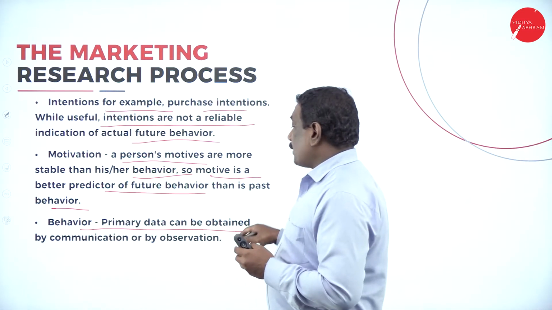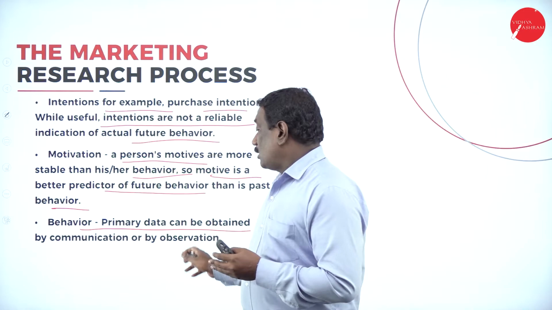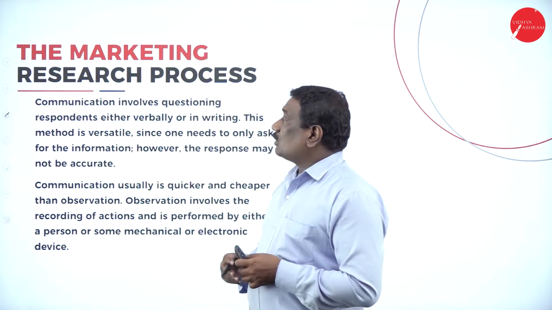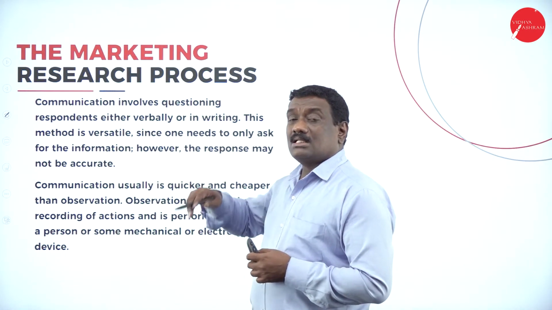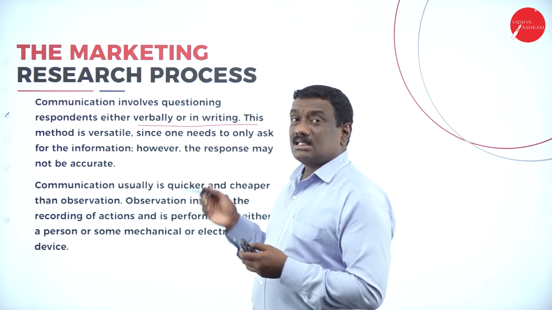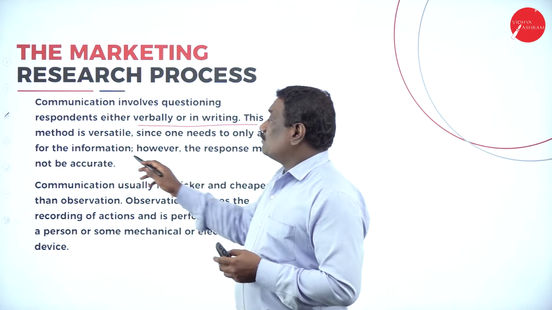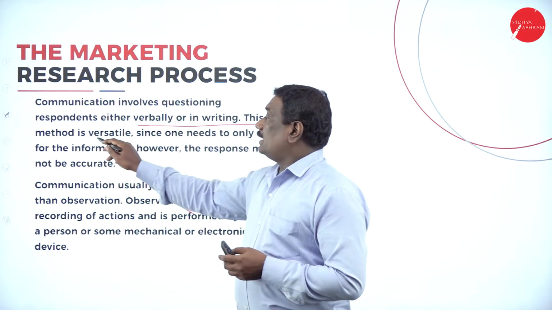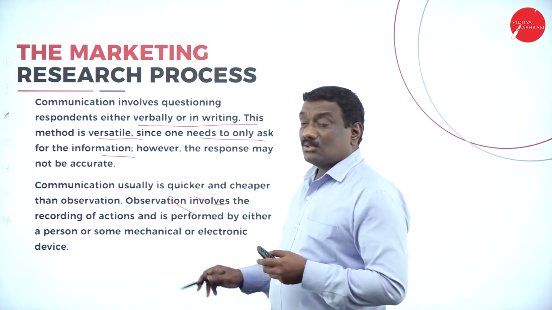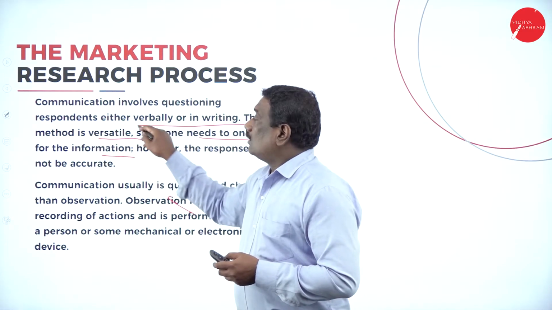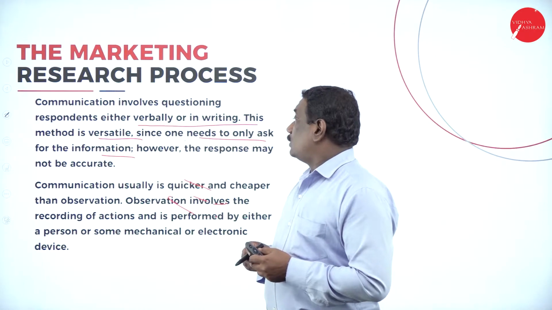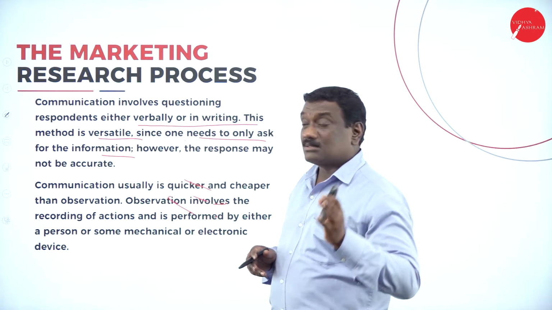Now coming to behavior, it says the primary data can be obtained by communication or by observation. Communication, students, involves questioning respondents. It is like asking questions or framing a questionnaire, whether verbally or in writing. This method is versatile, because it needs only to ask for the information, not anything else beyond that.